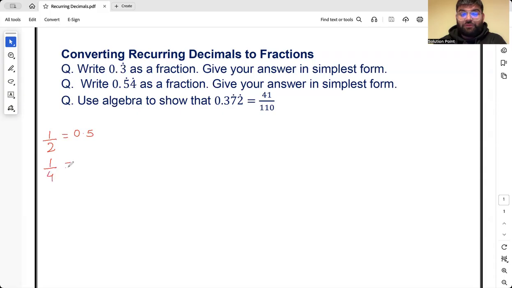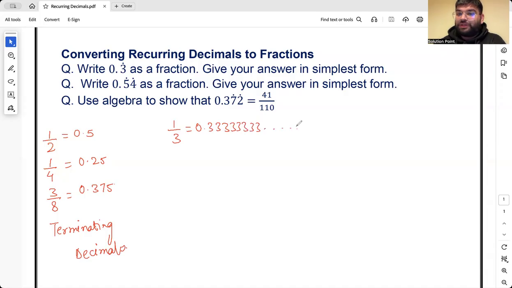If you have 1 over 4, that is equal to 0.25. Or you may have come across 3 over 8, which is 0.375. Since all of these decimals stop after some digit, these are called terminating decimals.